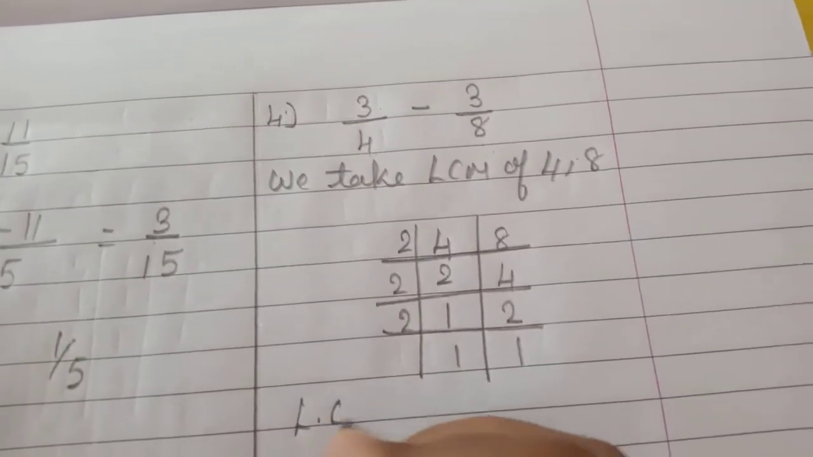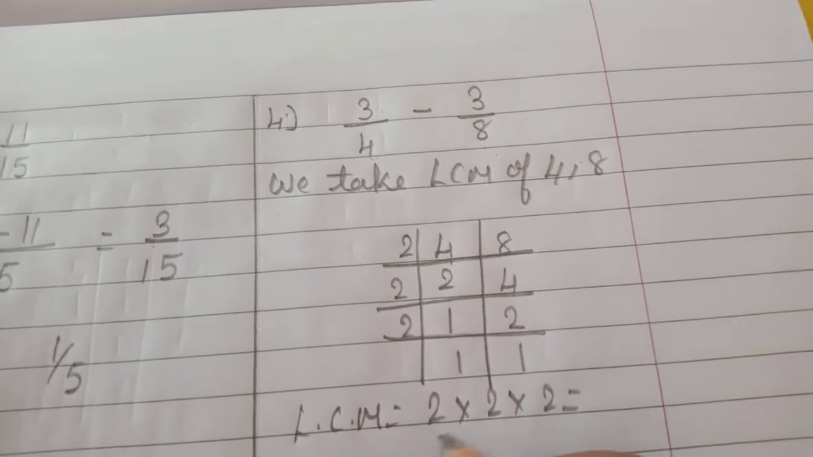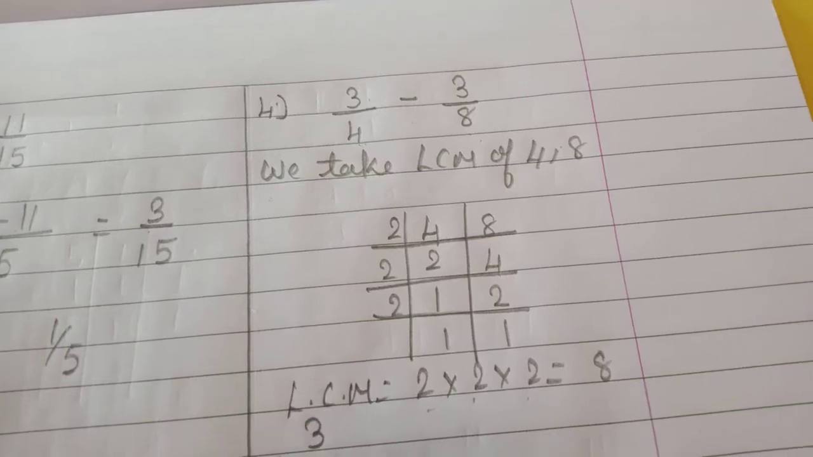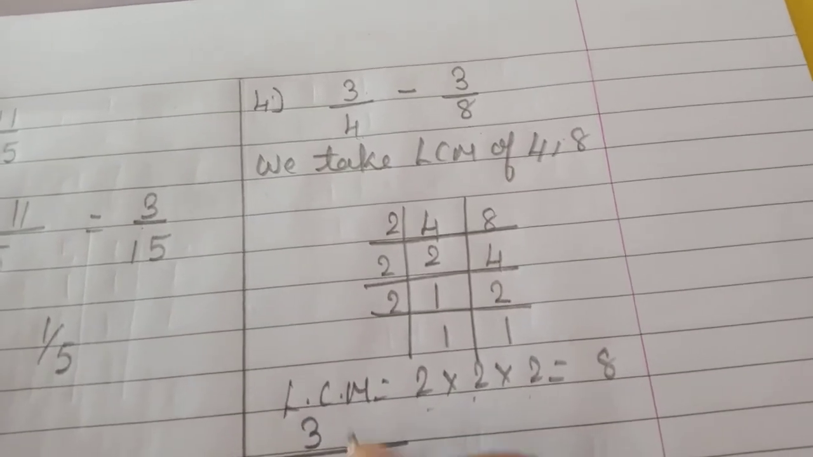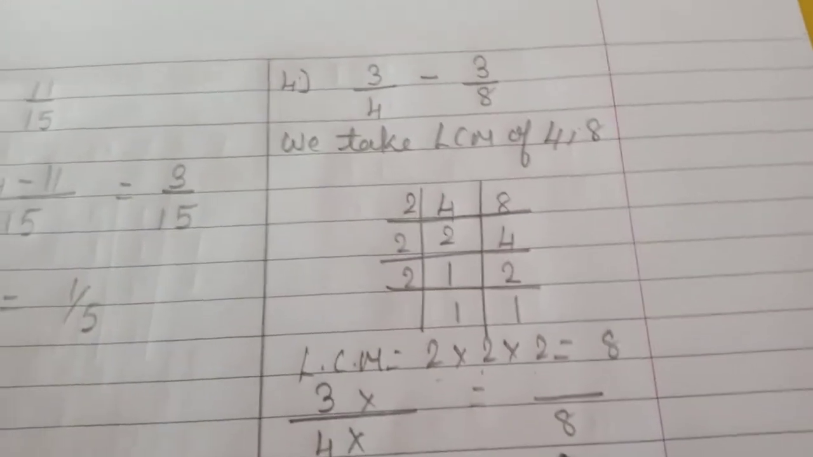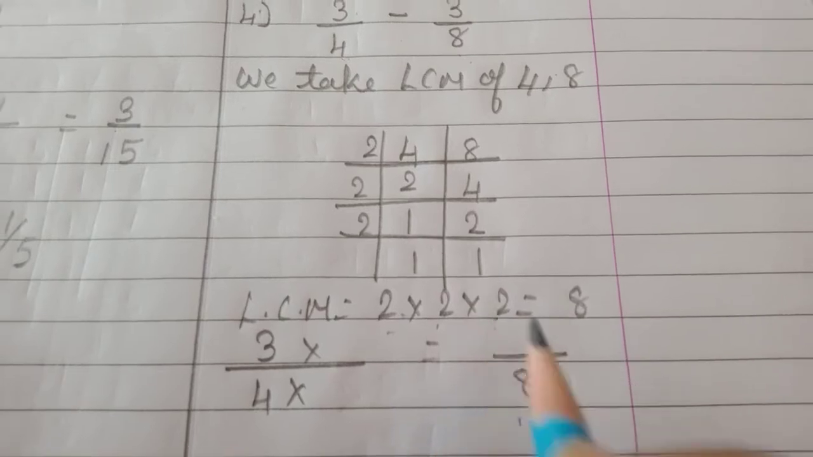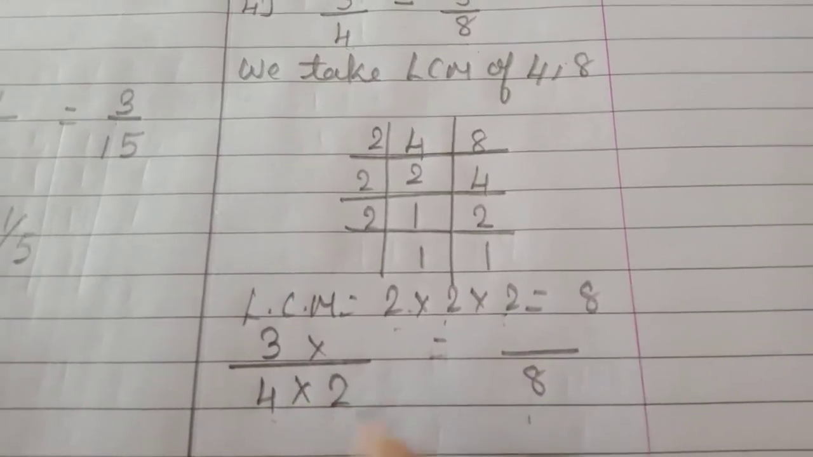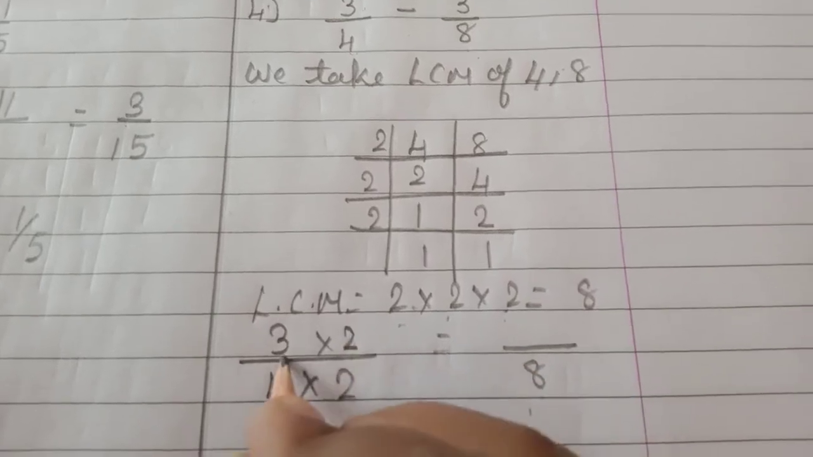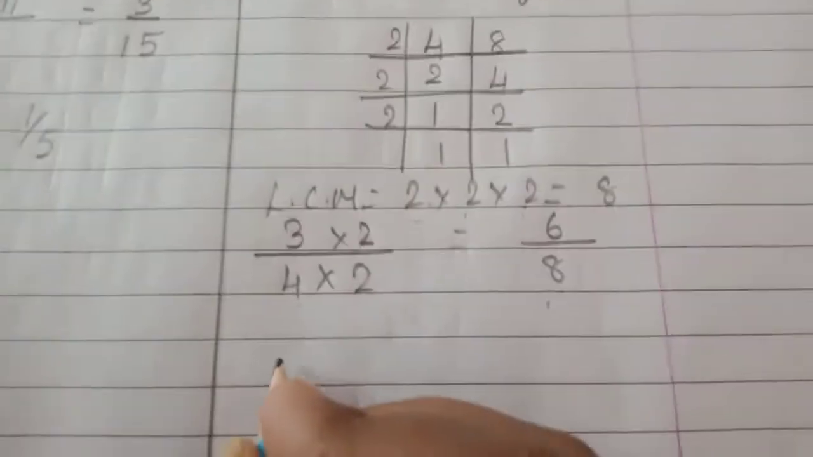So LCM equal to 2 multiply by 2 multiply by 2. So 2 2s are 4. 4 2s are 8. So now we will multiply. First fraction is 3 upon 4 and we want your denominator should be 8. So see here 2 2s are 4. So which one is left? 2 is left. So we will multiply 2. So 4 2s are 8. In numerator also same, we will multiply by 2. So 3 2s are 6. So second fraction is 3 upon 8.